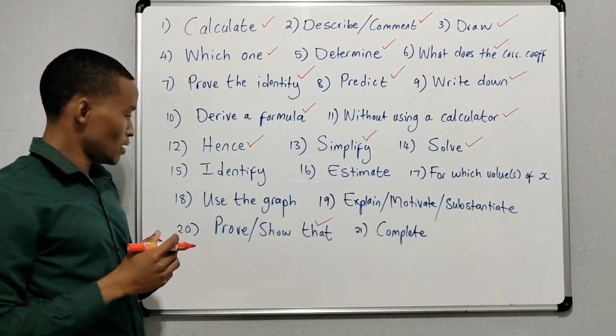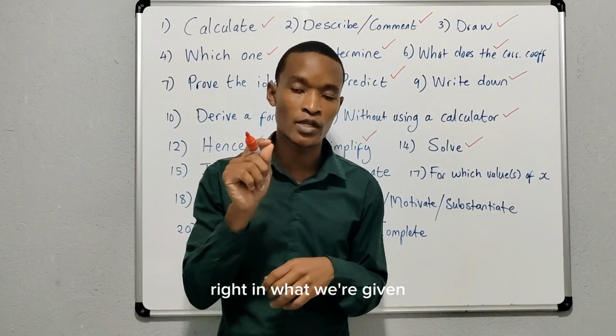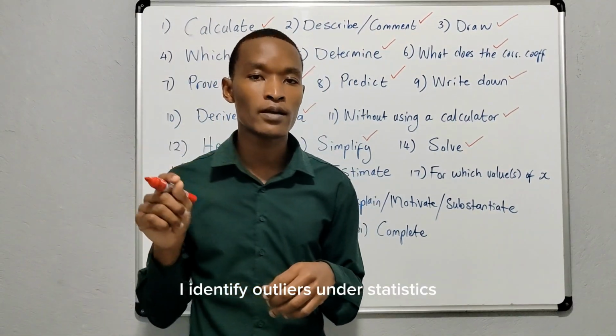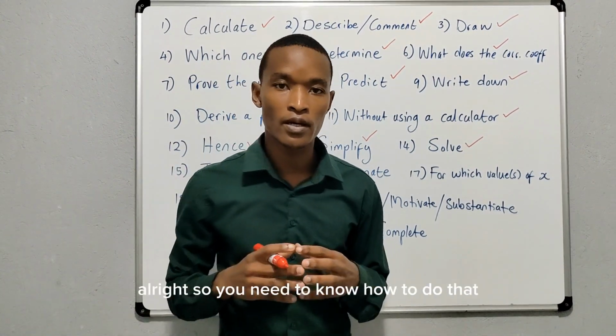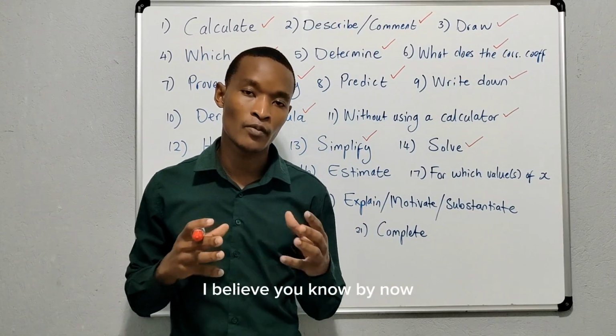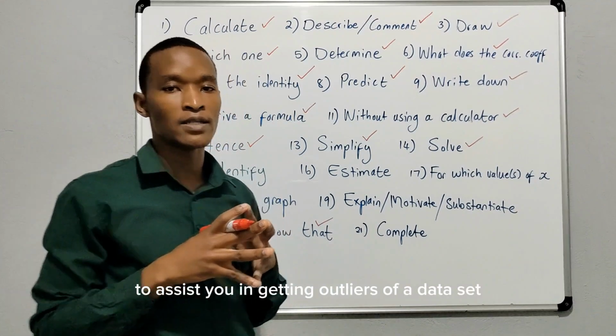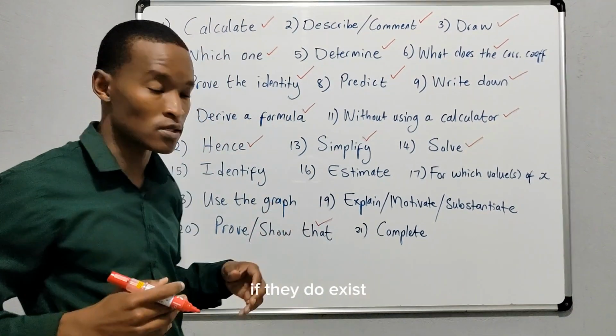Good. Number 15, identify. Identify means to spot, right, in what you're given. For example, identify outliers under statistics. All right, so you need to know how to do that, and there are 2 formulas that I believe you know by now to assist you in getting outliers of a data set if they do exist in that.